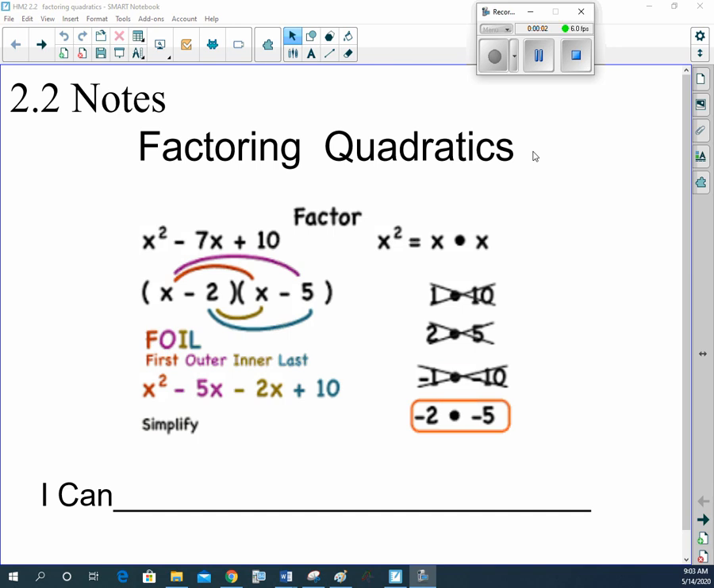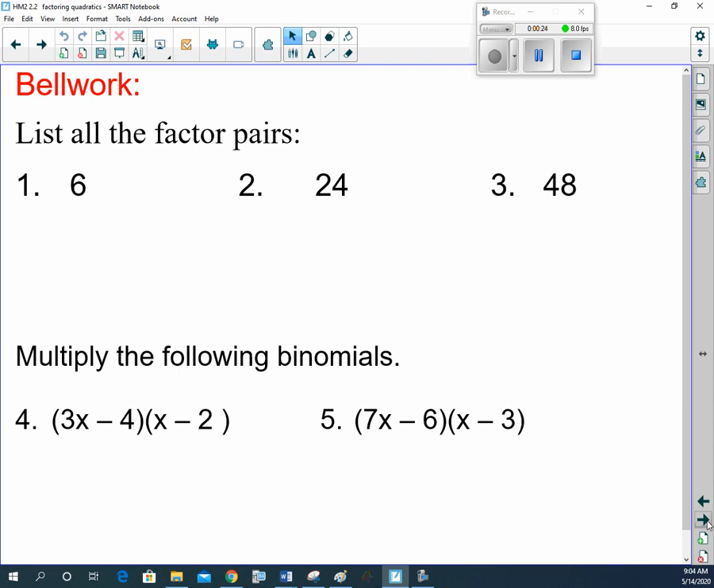Okay, last lesson we did polynomial operations, and one of those operations was multiplication. We multiplied a binomial times a binomial, used the distributive property, and usually ended up with a trinomial. So today we're going to go in reverse of that. This is called factoring, and there are multiple ways to factor.